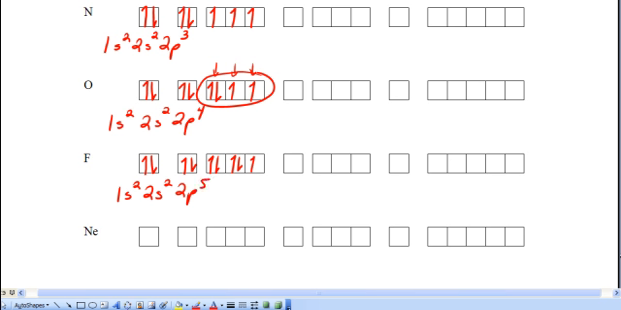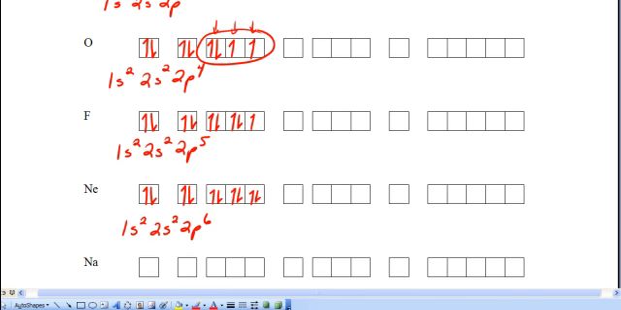Alright, and then finally neon. Neon has 10 electrons. 1, 2 in the 1s, 3, 4, that goes in the 2s, 5, 6, 7, 8, 9, 10. And so now you have a 1s2, 2s2, 2p6. And now the second energy level is actually filled. There are no more orbitals in the second energy level.